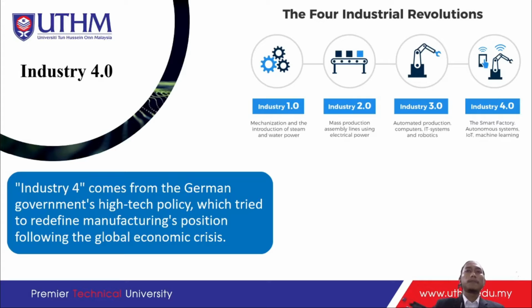Industry 1.0 started from the mechanization, with the introduction of steam and water power. Moving to Industry 2.0, it started implementing electrical power in the mass production assembly line. After that, Industry 3.0 is the automated production, merging computer and IT systems and robotics. As for now, Industry 4.0 is the smart factory, including autonomous systems, IoT, and machine learning.